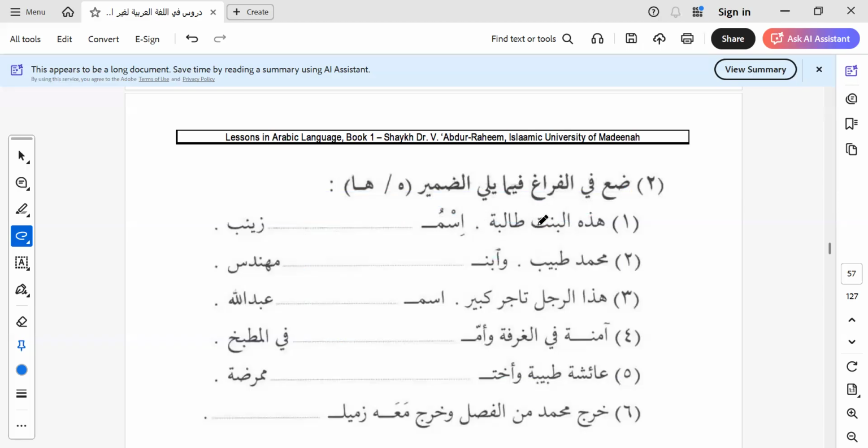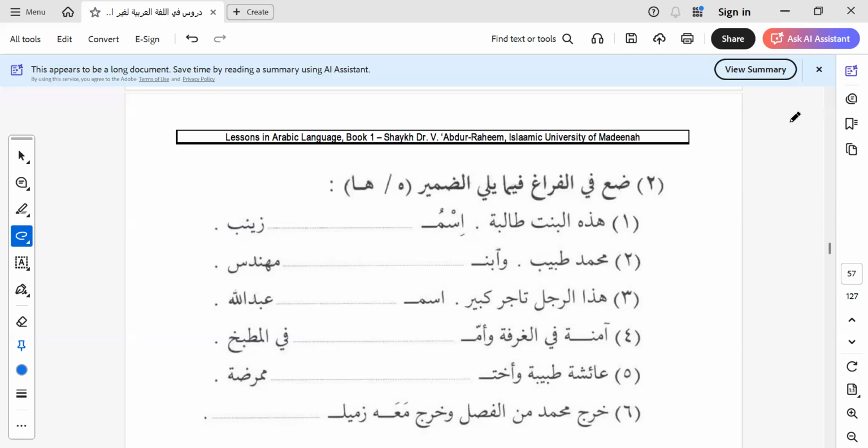Now, هذه البنت طالبة. So what's going to be here? هذه البنت طالبة، اسمها زينب. ما شاء الله. So هذه البنت طالبة. What kind of sentence is this? Is it a sentence in the first place? And if it is a sentence, what kind of a sentence? No sentence. Okay, it's not a sentence.